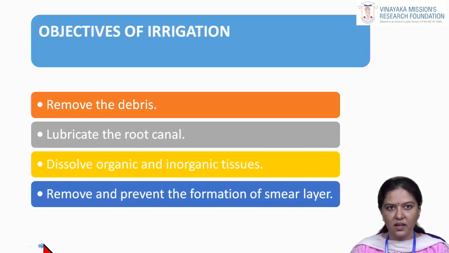Objectives of irrigation are to remove the debris created during shaping of the root canal, to lubricate the root canal, to dissolve organic and inorganic tissues, and to remove and prevent the formation of smear layer.